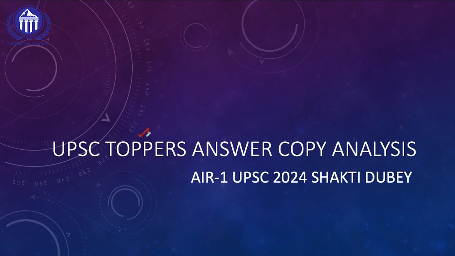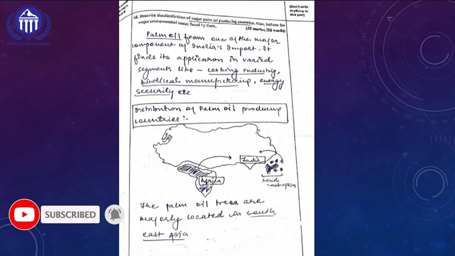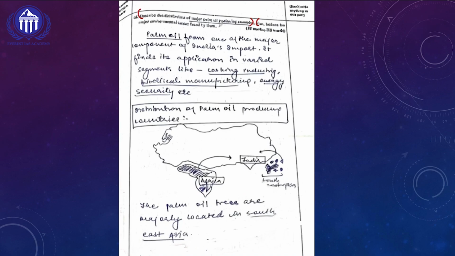In today's UPSC Toppers Answer Copy Analysis, we are going to see All India Rank 1 UPSC 2024 Topper Shakti Dubey's answer. So let's go into the question which has been asked here. Discuss the distribution of major palm oil producing countries. Also discuss the environmental issues faced by them.